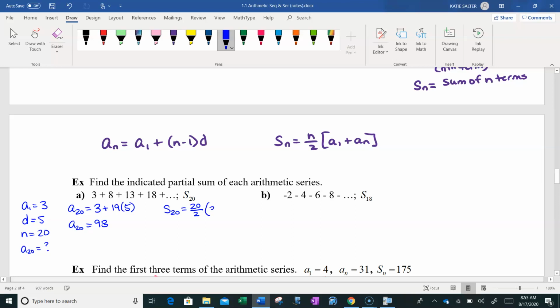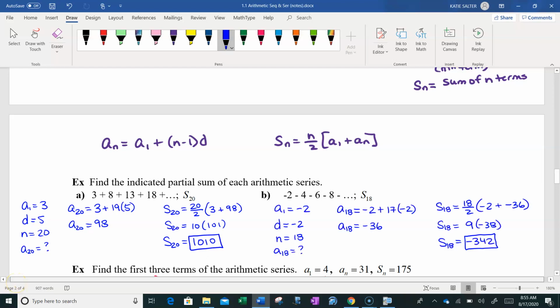And then we'd say times the first term plus the last term that we want to sum to, which is the 20th term, which we just found to be 98. Then we put that together, so that is 10 times 101. So we get that the sum of the first 20 terms of this sequence is 1,010. And that's our final answer. All right, why don't y'all try the next one? Pause the video. When you're finished, start the video back.